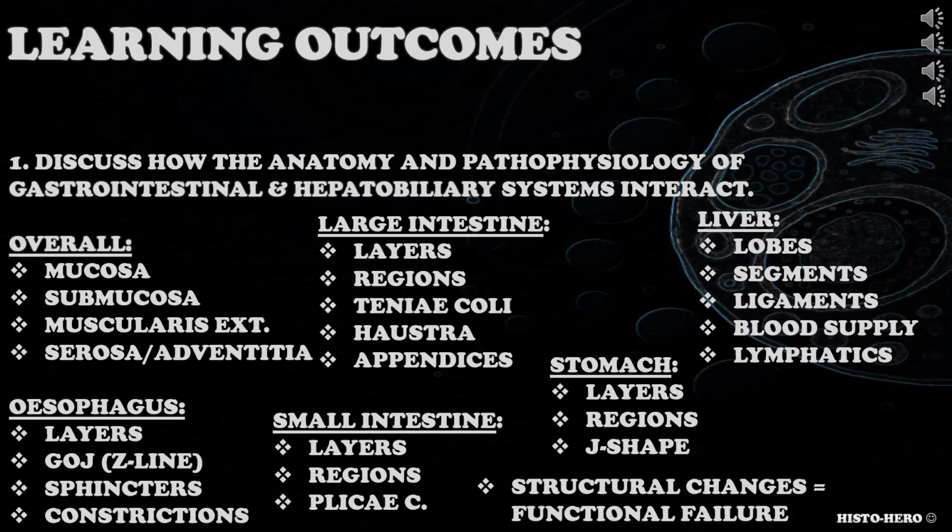For appendix, abundant goblet cells, lymphoid tissue in lamina propria and submucosa, simple columnar epithelium. For gallbladder, lack of muscularis mucosa and submucosa. Mucosa has prominent folds, lined by simple columnar epithelium, Rokitansky-Aschoff sinuses. How does anatomy and pathophysiology of gastrointestinal and hepatobiliary tissue interact? Consider changes to the structures and the effect this has on the function of the organ. For example, Barrett's esophagus, peptic ulcers in stomach, celiac disease in intestines, cirrhosis in liver, and so on.